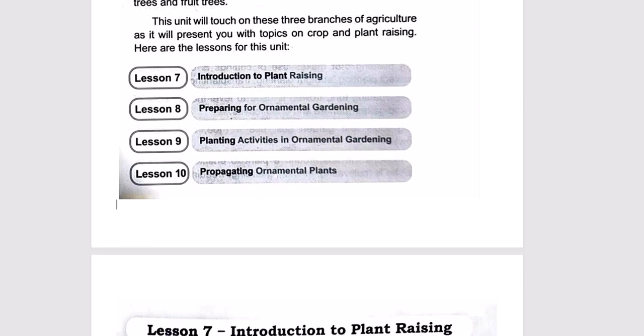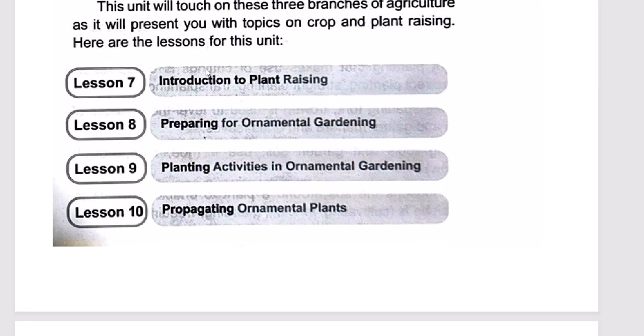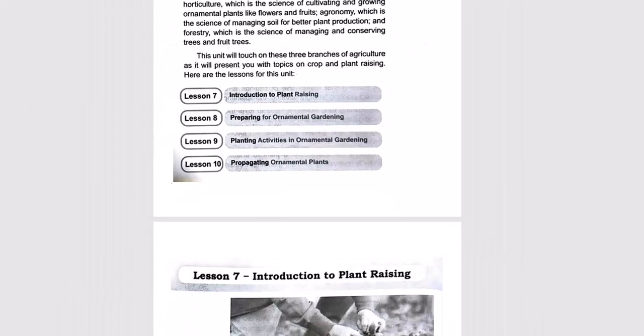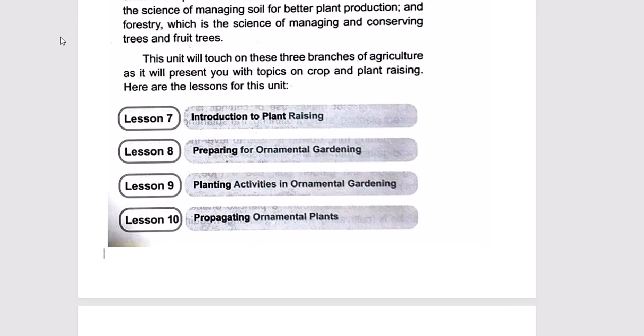Okay? These units will touch on these three branches of agriculture as they present you with topics on crops and plant raising. Make it bigger, so it's going to be better on your eyes. Give me a few seconds, we'll adjust it.